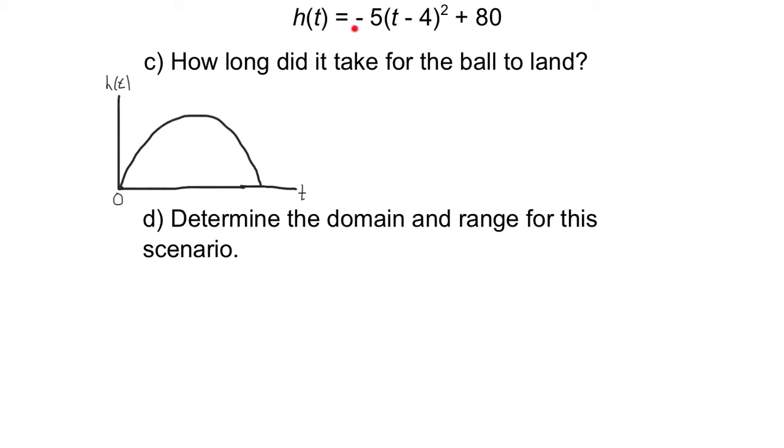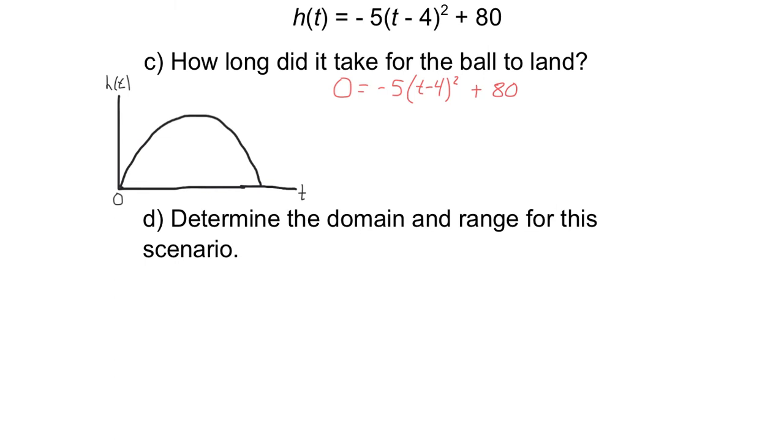So anytime you have an equation and you're asked to solve for one variable, that means you need to plug in a value for the other one. So if I want to solve for t, that means I need to plug in a value for height. So what's the height when it lands on the ground? 0. So I'll replace the height with 0. And then I can solve for t.